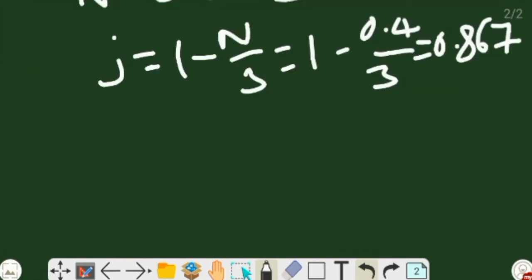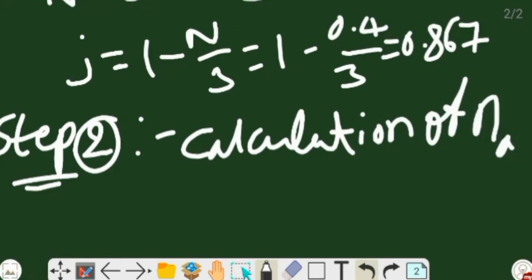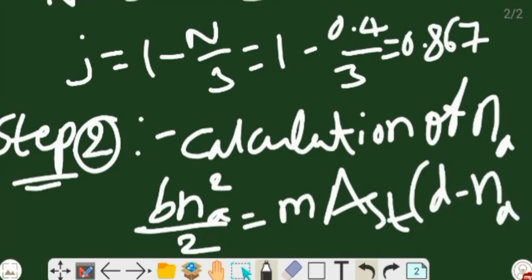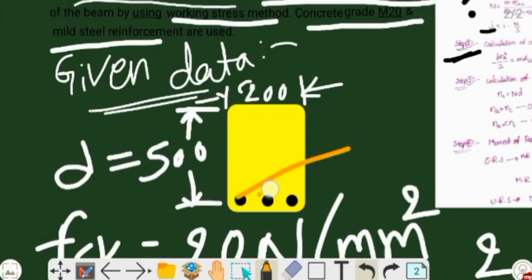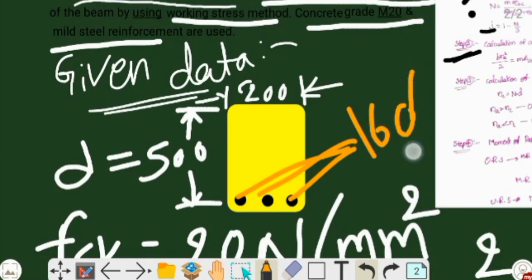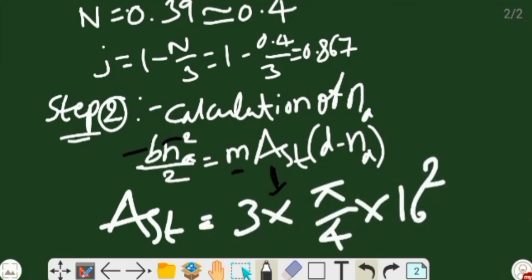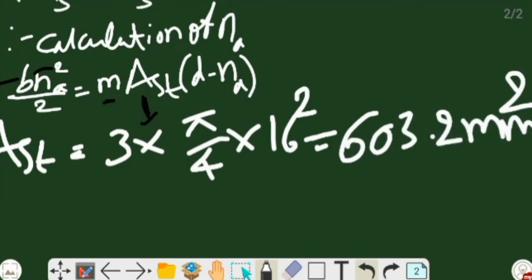By using this formula, calculate the actual neutral axis depth n suffix a. b into na square by 2 equal to m into Ast into d minus na. b we know, and m we know, and na we have to find out. Find the Ast. In the question, given 3 bars of 16 mm dia. Now area of reinforcement Ast equal to 3 into pi by 4 into 16 square. We get the answer 603.2 mm square. Effective depth we know.